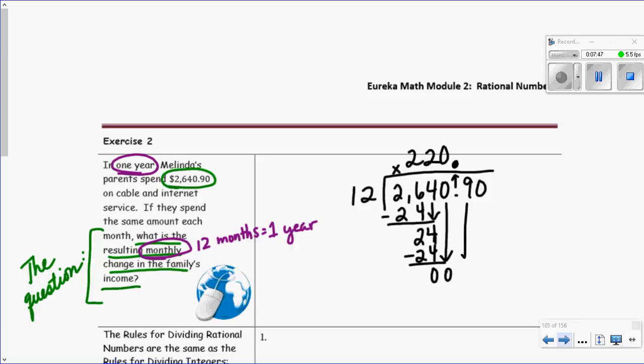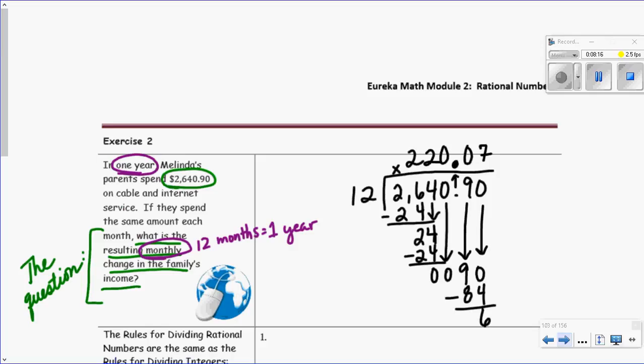Okay, now when I bring down the 9, something else interesting happens. 12 doesn't go into 9. I actually need another 0 here. Now I bring down the 90, and finally 12 does go into 90. And how many times does 12 go into 90? Do you know your 12 facts? It goes in 8 times. Or sorry, 7 times. Not quite 8 is what I wanted to say. So 7 times 12 is 84. And then I subtract and get 6.